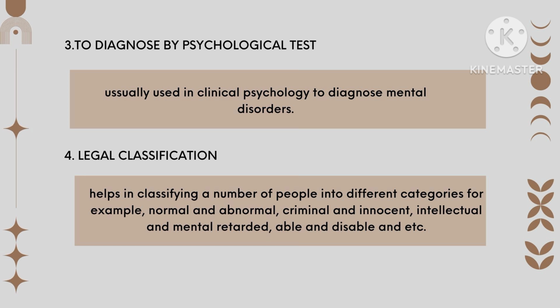Next is legal classification. It helps in classifying a number of people into different categories, for example, normal and abnormal, criminal and innocent, intellectual and mentally retarded, able and disabled, and etc. There are four methods of legal classification, which are selection, screening, certification, and placement.